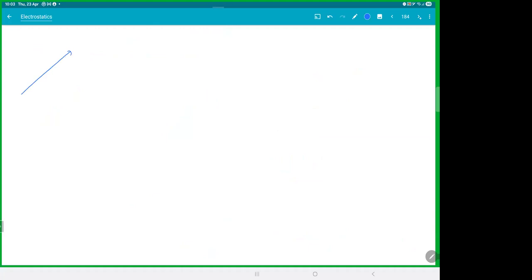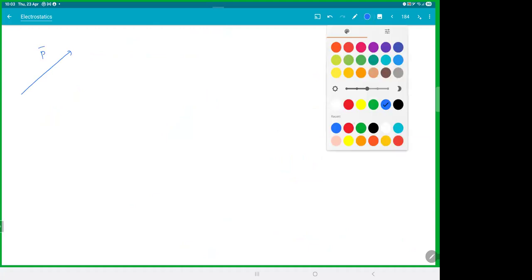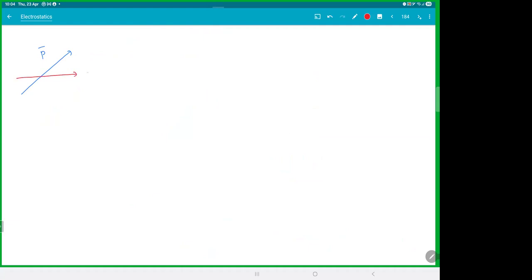So if this is your dipole P bar, and let's say this is your E bar, and let's say you rotate this dipole by d theta. Let's rotate it slowly. Then the work done by external force will be integral torque d theta, which would be PE sin theta d theta. Limits will go from theta 1 to theta 2.